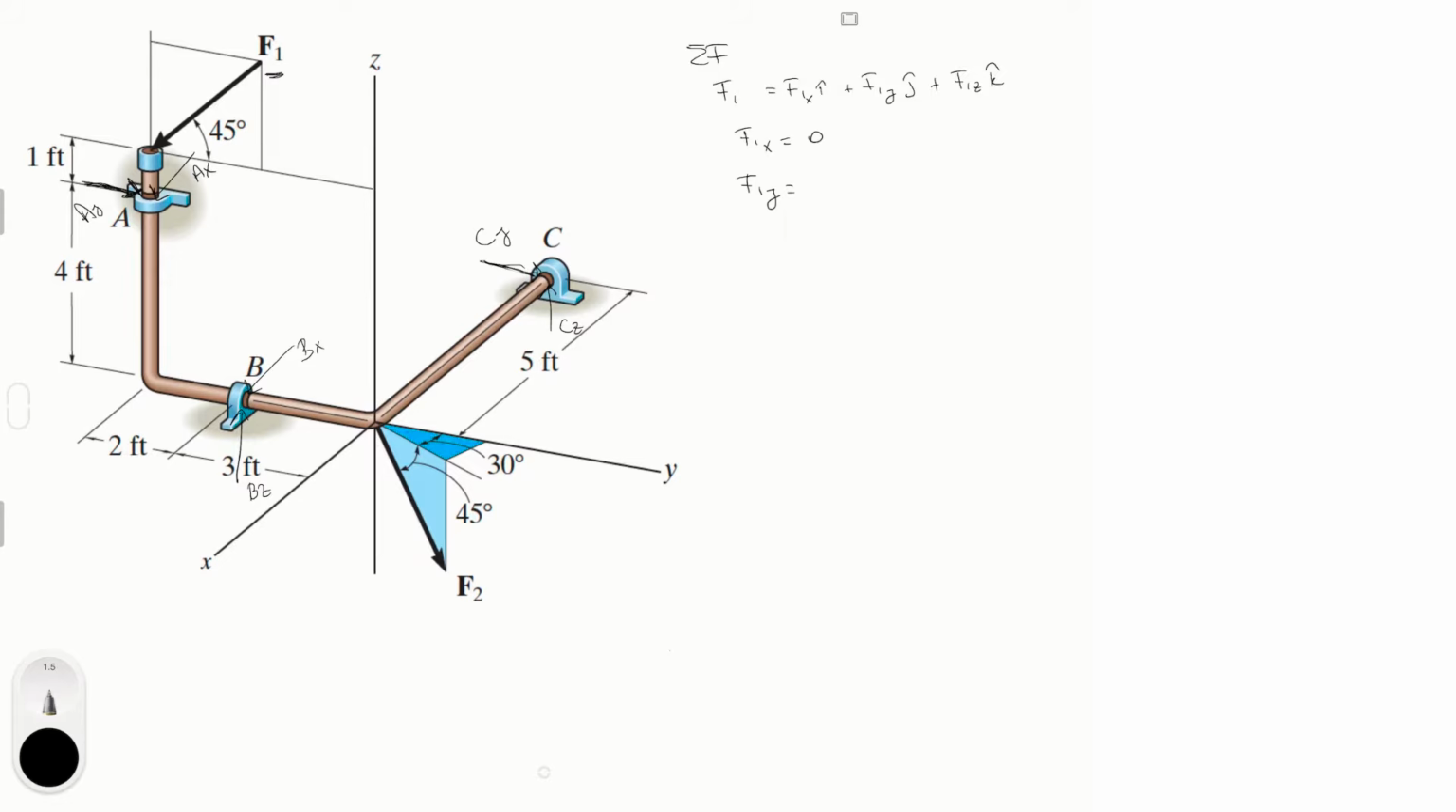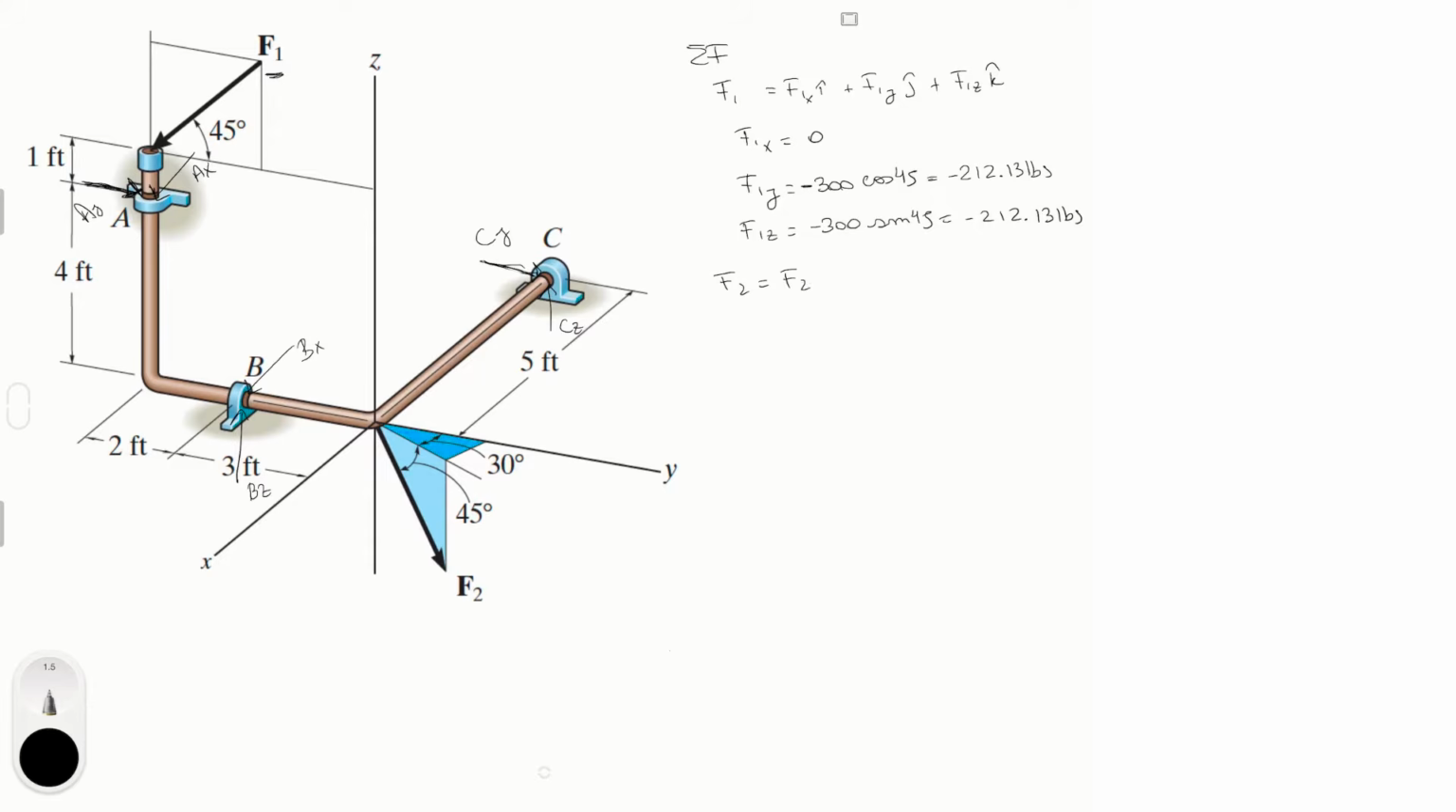F1Y is equal to, F1 has a magnitude of 300 pounds times the cosine of 45, and it's negative because it's going towards the left, towards the negative Y-axis. So that will be minus 212.13 pounds. And F1Z is equal to minus 300 again times the sine of 45, which is negative because it's going towards the negative Z-axis. And that is equal to minus 212.13 pounds. Perfect.